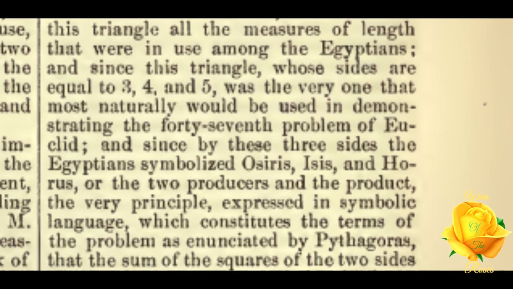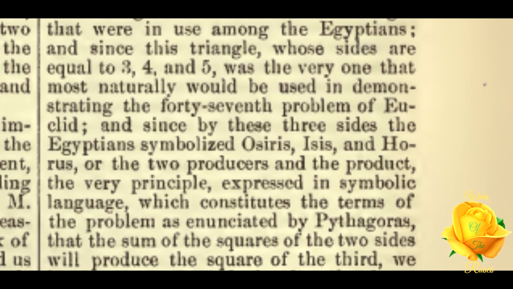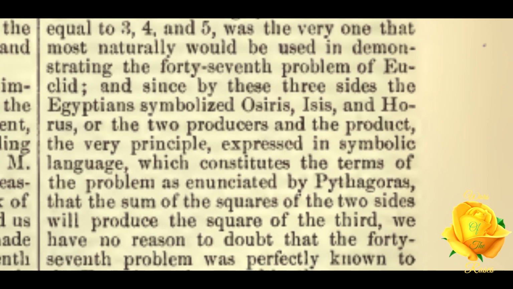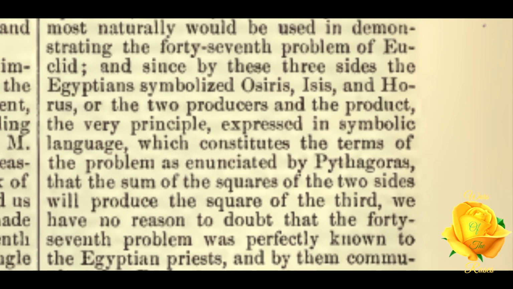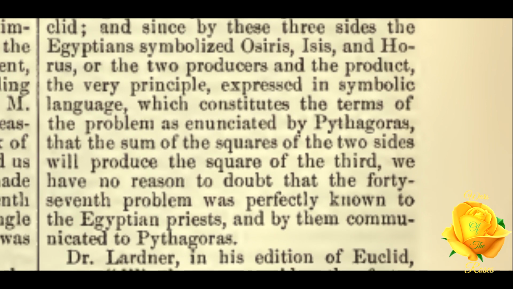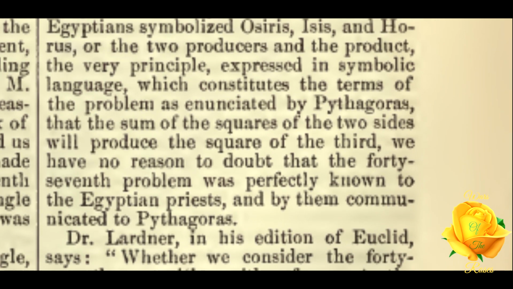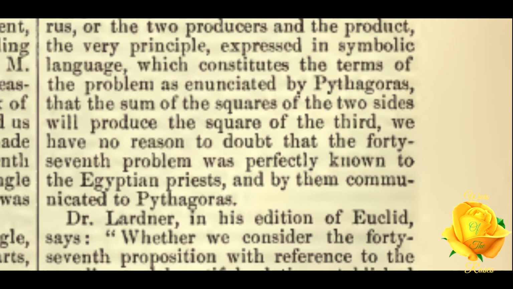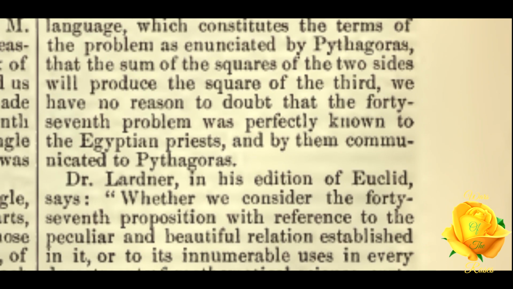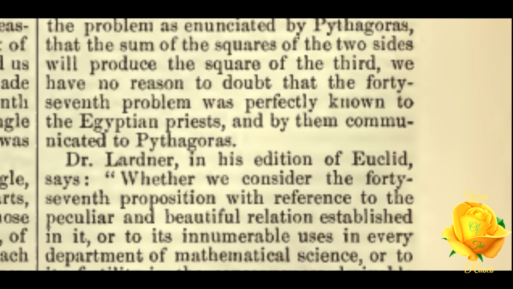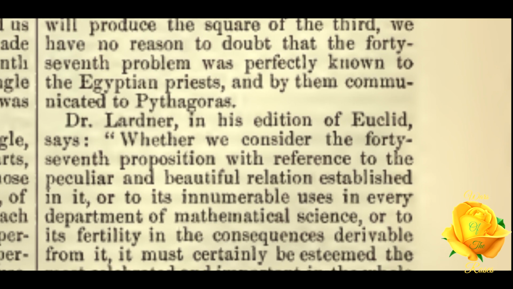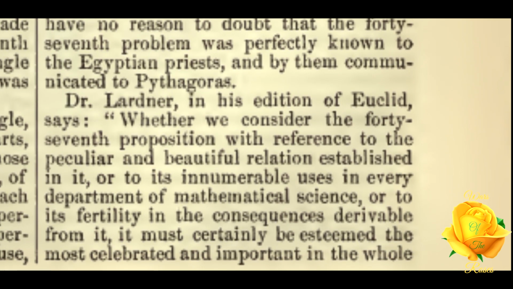And since this triangle, whose sides are equal to 3, 4, and 5, was the very one that most naturally would be used in demonstrating the 47th problem of Euclid, and since, by these three sides, the Egyptians symbolized Osiris, Isis, and Horus, or the two producers and the product, the very principle expressed in symbolic language, which constitutes the terms of the problem, as enunciated by Pythagoras, that the sum of the squares of the two sides will produce the square of the third, we have no reason to doubt that the 47th problem was well known to the Egyptian priests, and by them communicated to Pythagoras.